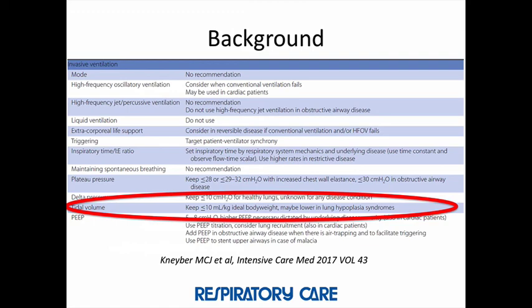And that is something to keep in mind, that there are going to be outliers from even the ideal body weight. If you have a patient with a lung hypoplasia syndrome, then it is certainly reasonable to consider deviating from following ideal body weight. But as a general practice, I think it's safe to say ideal body weight calculation for targeting tidal volumes is best practice.